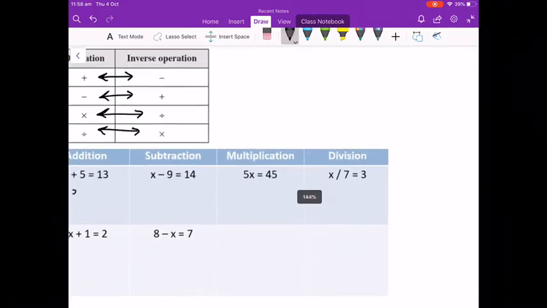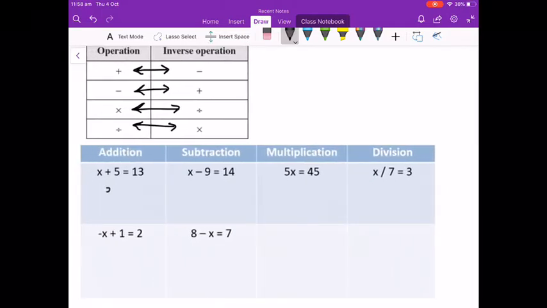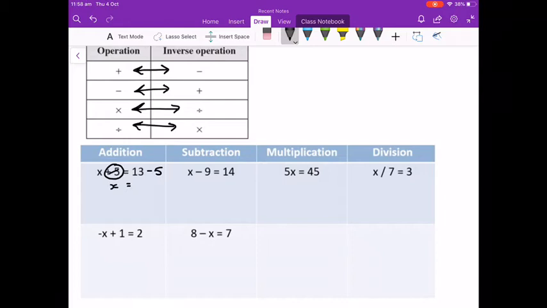It's important to know this because you need to undo what's already been done, and we do that using our inverse operations. So I'm going to go through some examples and then show you some more complicated problems. So we have an equation of x plus 5 equals 13. The last thing they did was they added 5, and the opposite of adding 5 is subtracting 5. Therefore, x equals 13 take 5, which is 8. So you find what they've done, and then you do the opposite.